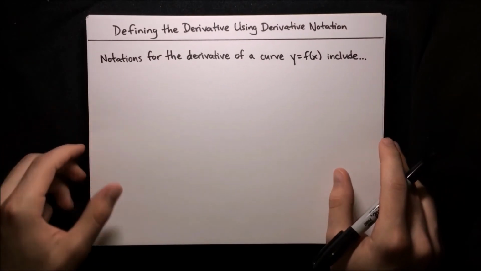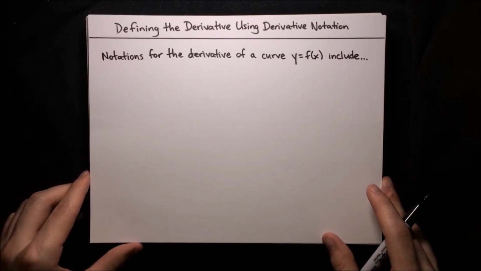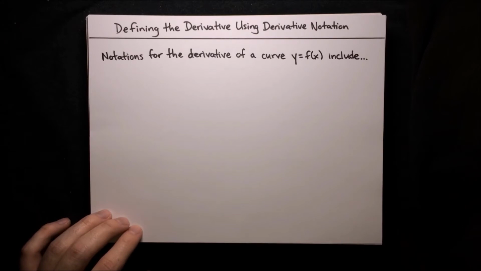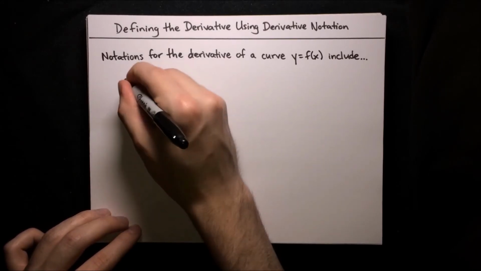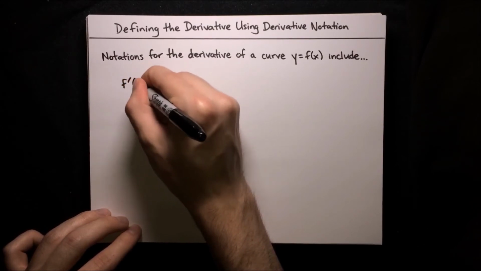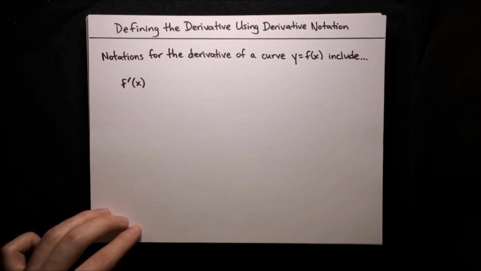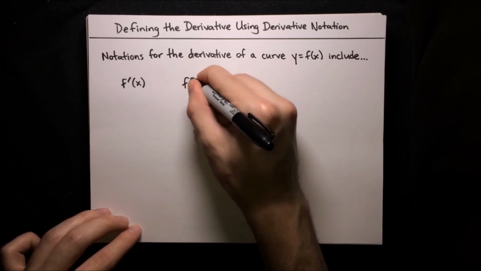Now that we know what the derivative is, let's talk a bit about what notations can be used to represent it. So there are several different types of notations for the derivative of a curve y equals f of x, and they all mean the same thing. First of all, there's the notation that we're already familiar with, f prime of x. Sometimes, though, they'll drop the x and you'll just see f prime.